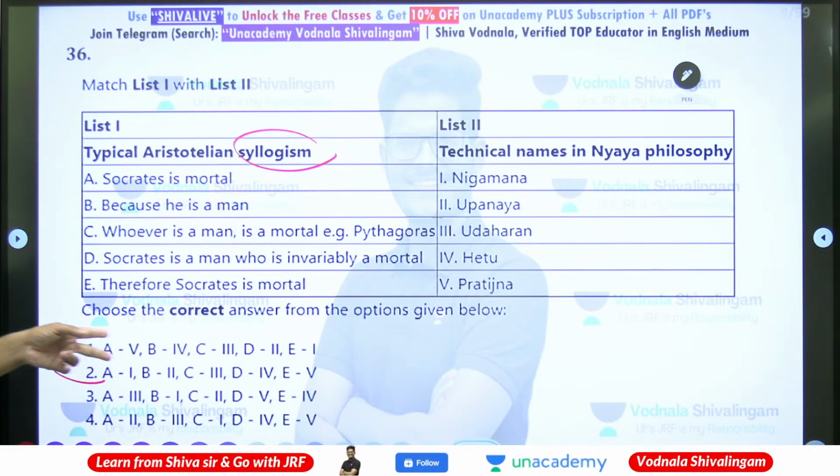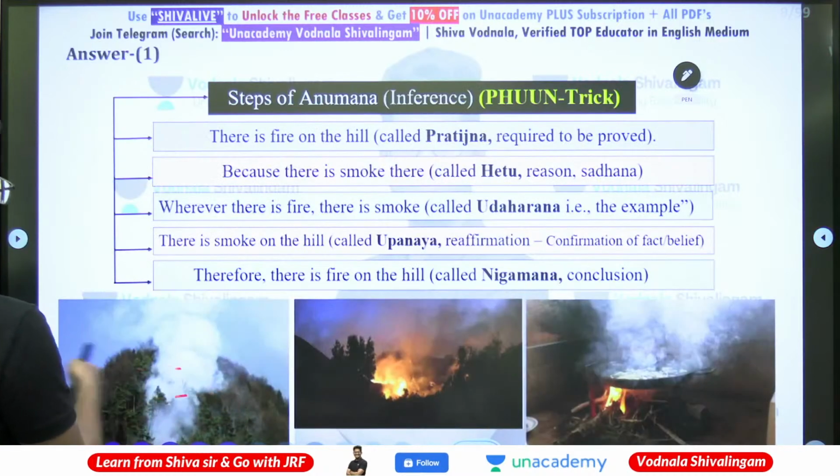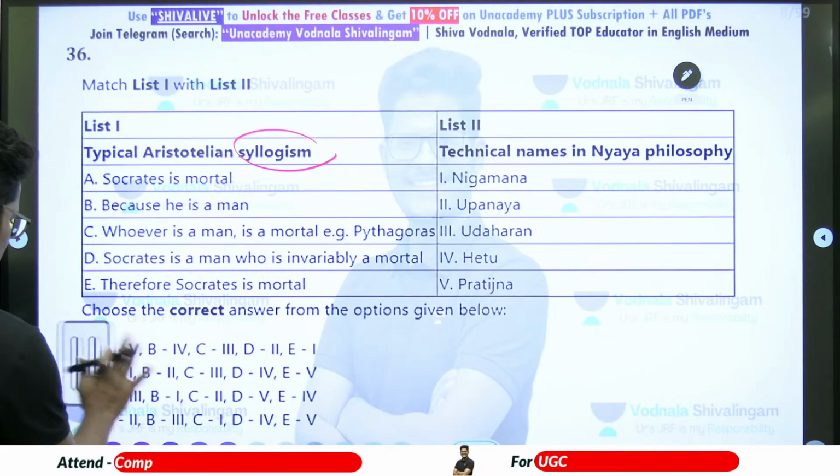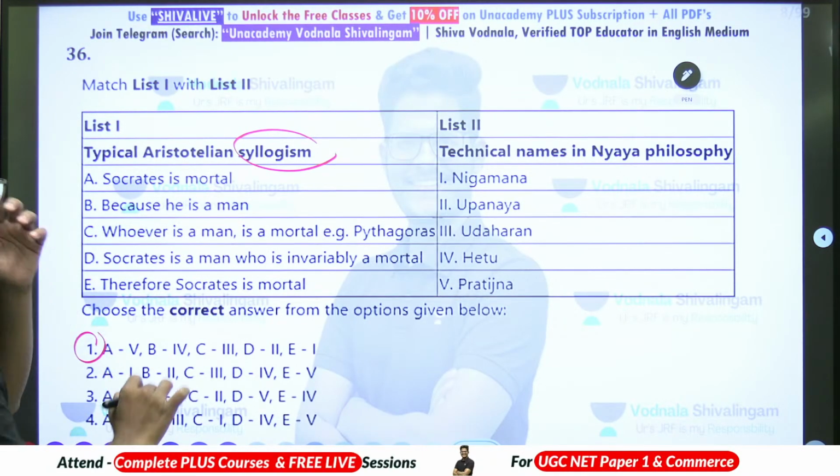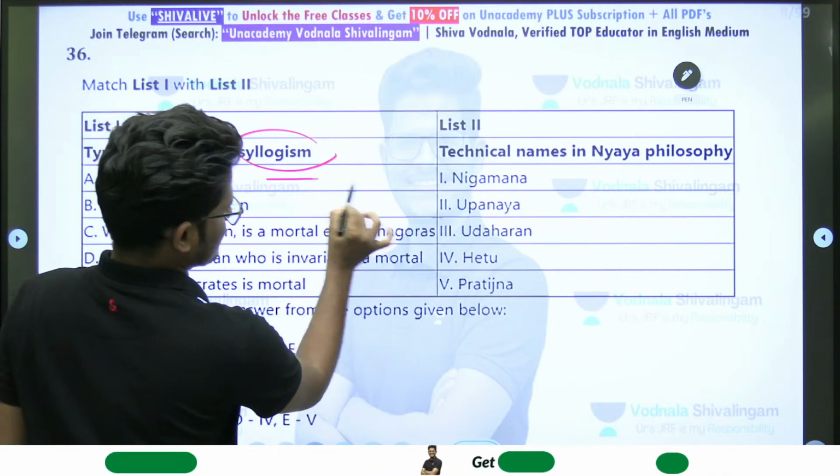The type of Aristotelian syllogism and technical names in Nyaya philosophy. So the answer for this question is option number 1, that is, Socrates is mortal is a pratijna.